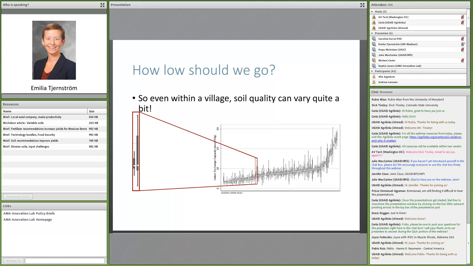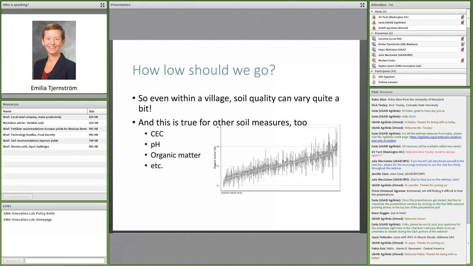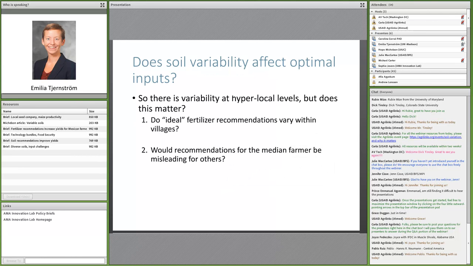We can see the same thing for other soil characteristics. This graph shows pH, this graph shows organic matter, and you see lots of variability both between and within villages and in the extent of variability. So the logical next question is whether this matters for input recommendations and for optimal practices. In particular, does the optimal fertilizer recommendation vary at this hyper-local scale? And might recommendations for a median farmer in a village potentially be misleading for other farmers, certainly at the 20-kilometer or regional scale?